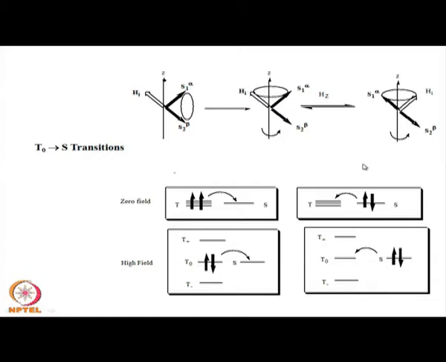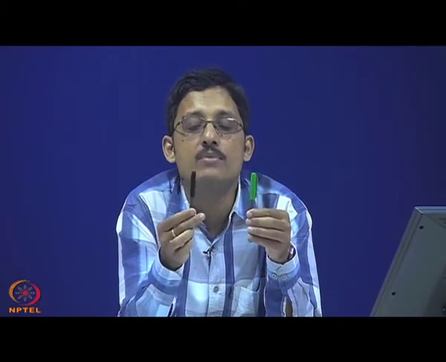Now, the physical idea is that while there is a transition from triplet to singlet, you need to have a flipping of spin. That means this electron spin must be flipped. This flipping of the electron, from up spin to down spin, must be obtained from some other source. So, that is provided by your external field.